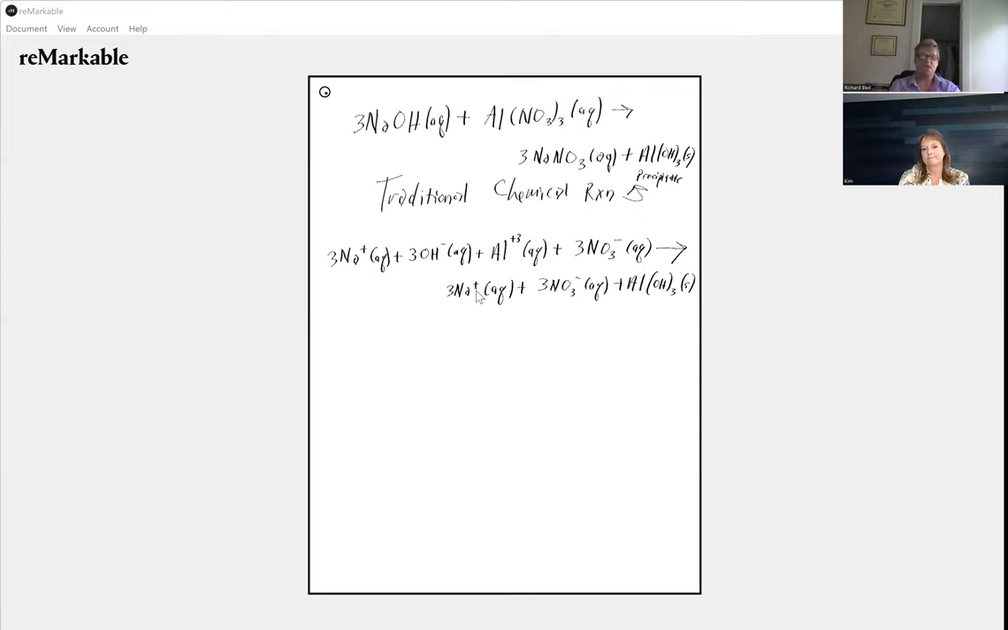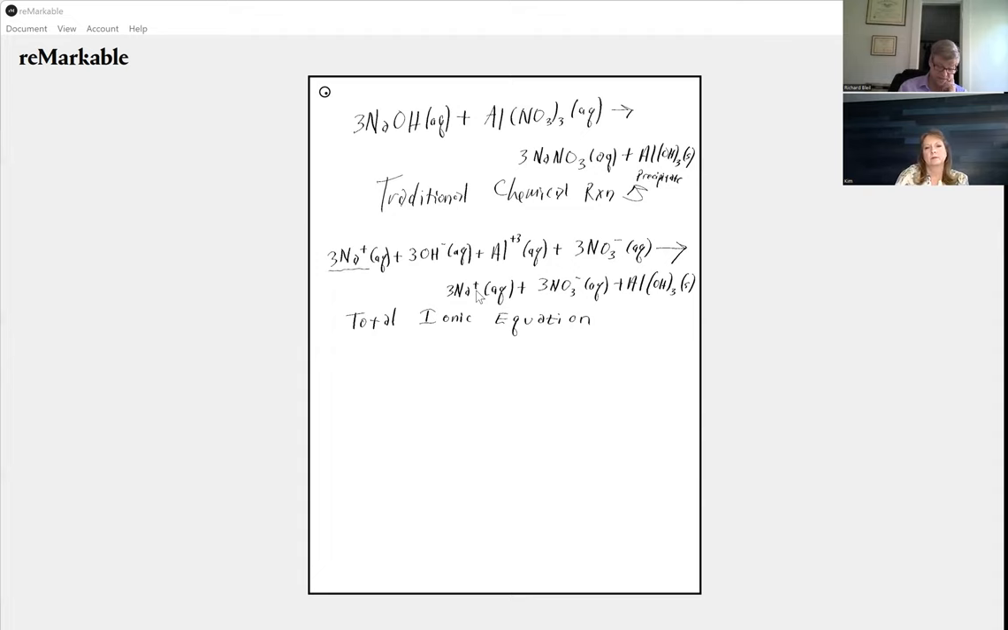Okay. This is called the total ionic equation. This just shows everything in its dissociated state. Okay. But I want you to notice something here.